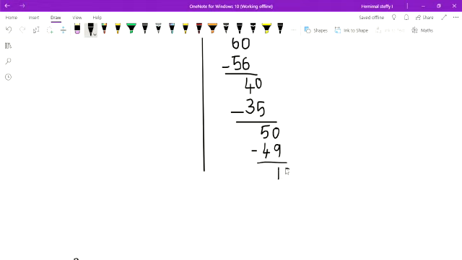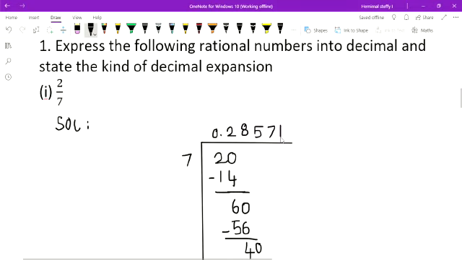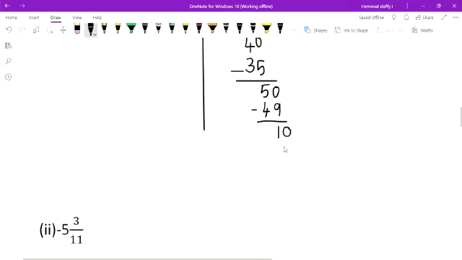Yes, again I add one more 0 here. Then how many times? 1 time. So 1 seven is 7. Again I subtract this number. 10 minus 7, I got the answer 3.